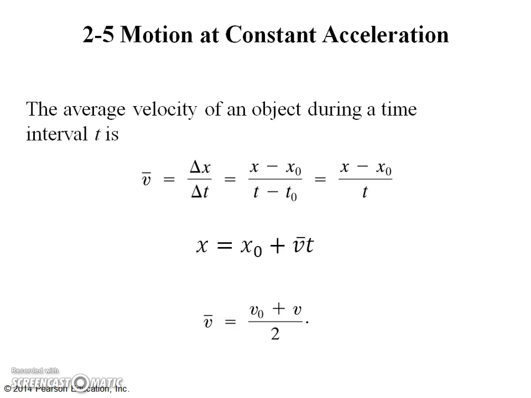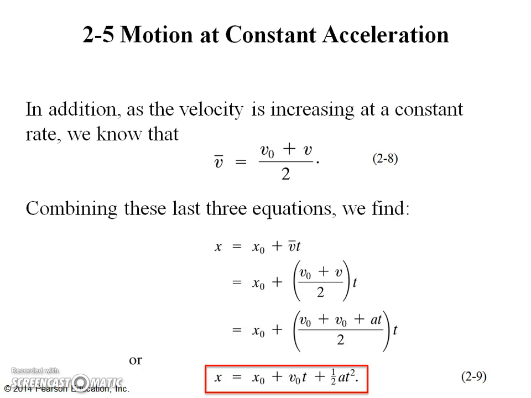Unlike acceleration, we do not assume that velocity is constant throughout an object's entire motion. So we must make a substitution with the average velocity definition of (v0 plus v) over 2. With the help of some algebra, we obtain the final equation of x equals x0 plus v0 t plus 1/2 a t squared.